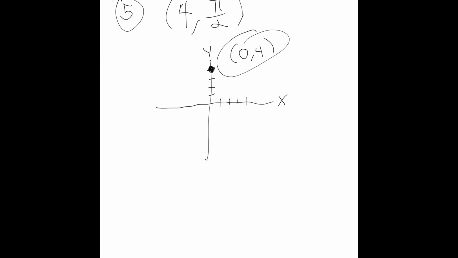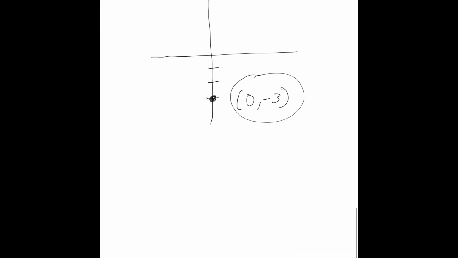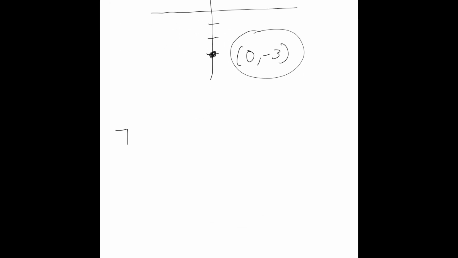Alright, and number 6. The polar coordinate is 3 comma 3 pi over 2, and they graph it for you. It's going to be down here, and the rectangular coordinate is just 0, negative 3. Number 7.